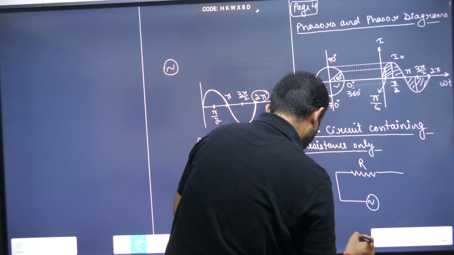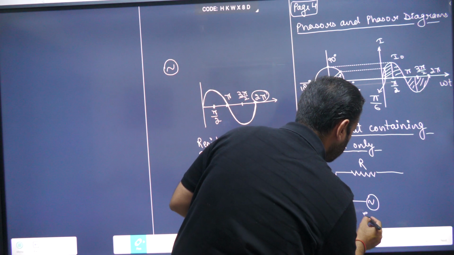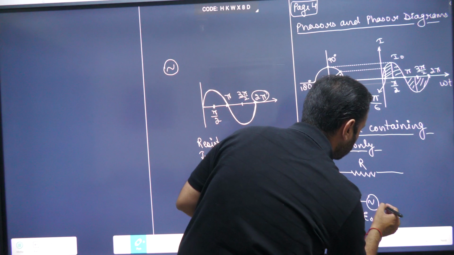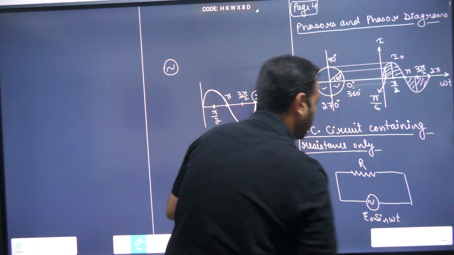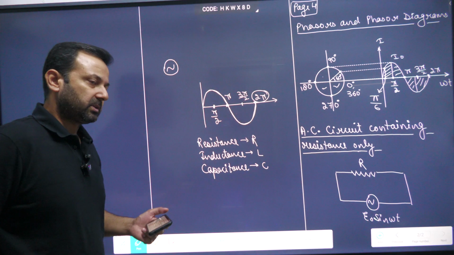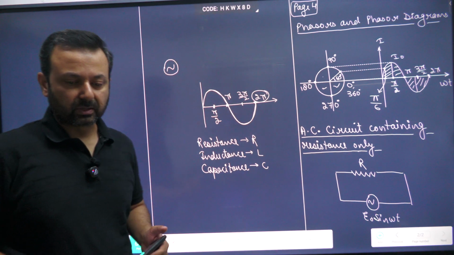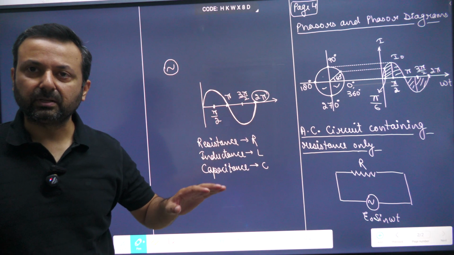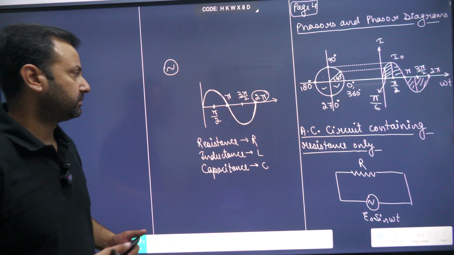So E is equal to E naught sine omega t. Such a circuit is known as a purely resistive circuit. This type of circuit, which contains only a resistance, is known as a purely resistive circuit.